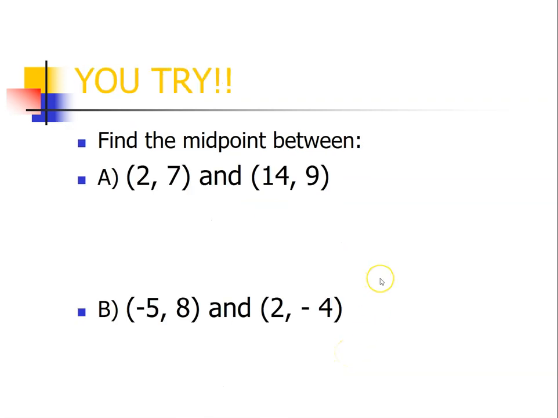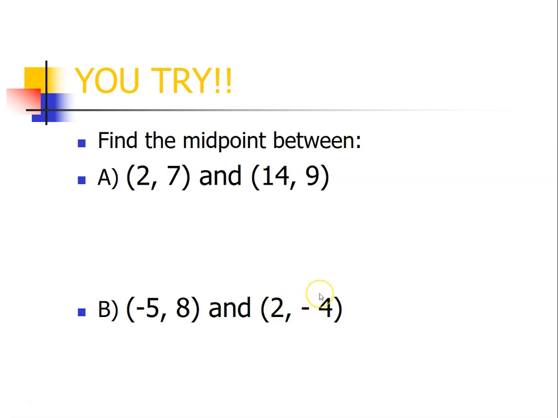Next one. Okay, try to pause the video again and try to solve what the result of your solution will be, then check if your answer is correct. So we will have letter A, point 1 is (2, 7), point 2 is (14, 9), and then letter B, point 1 is (-5, 8) and point 2 is (2, -4).